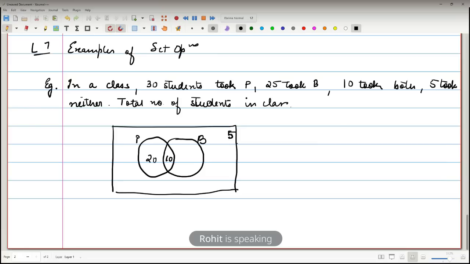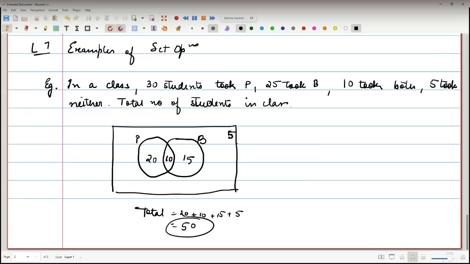Right. 25 took biology, out of which 10 had taken physics also. So 25 minus 10, 15 had taken only biology. Good till now? Yes, sir. So the total number of students will be 20 plus 10 plus 15 plus 5. 50. Is there any doubt in this? No. Others? No, sir. Okay.